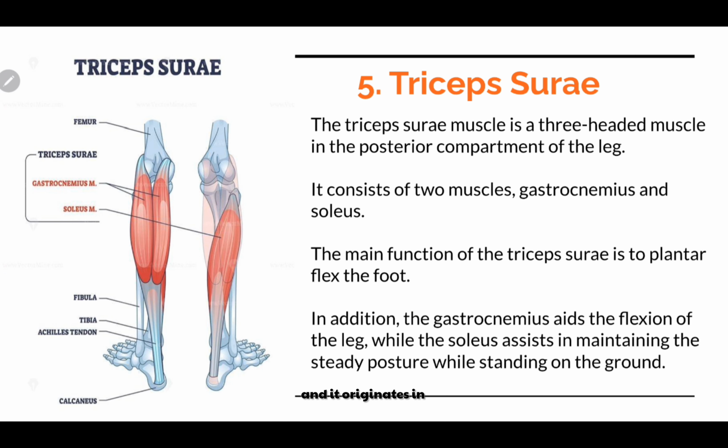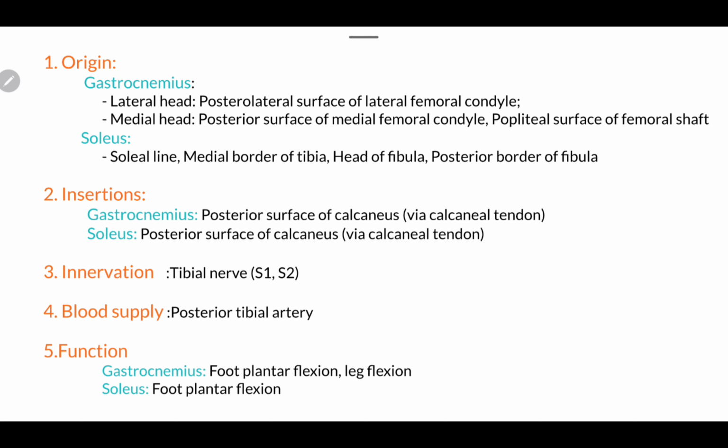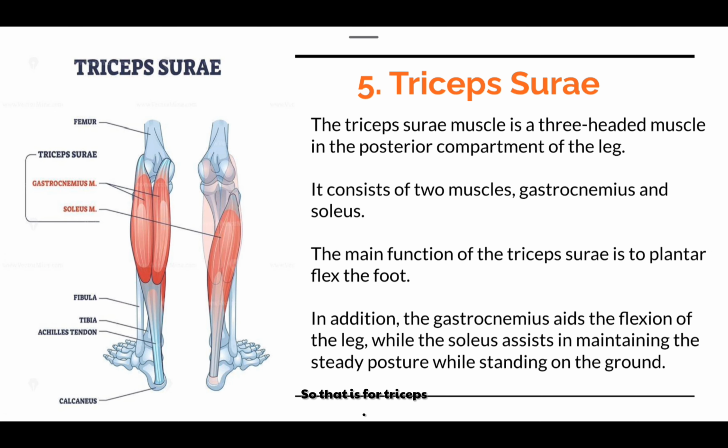Okay. And it originates in the head of fibula, posterior border of fibula, and medial border of tibia. Okay, super. Now innervation, as we all know, nerve supply is by the tibial nerve, same as gastrocnemius. Okay, and blood supply is also same as gastrocnemius, which is the posterior tibial artery. And the function we saw before, that is the plantar flexion of foot. Okay, so that is for triceps surae.